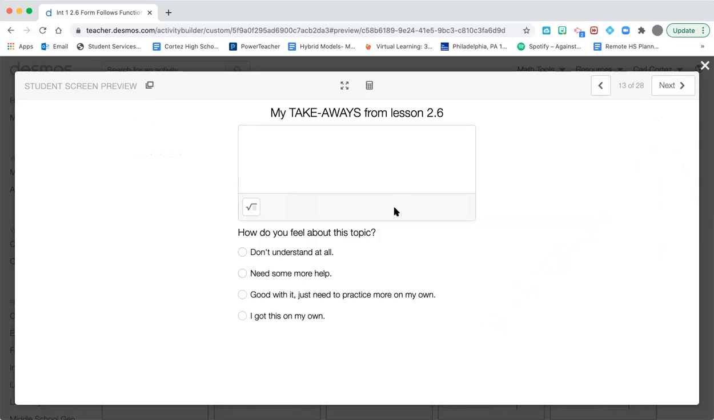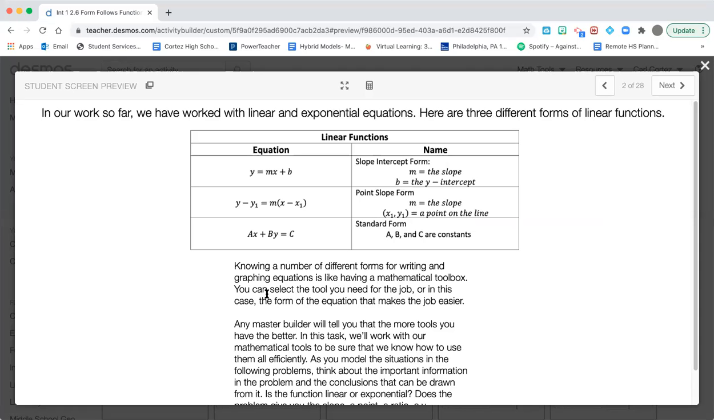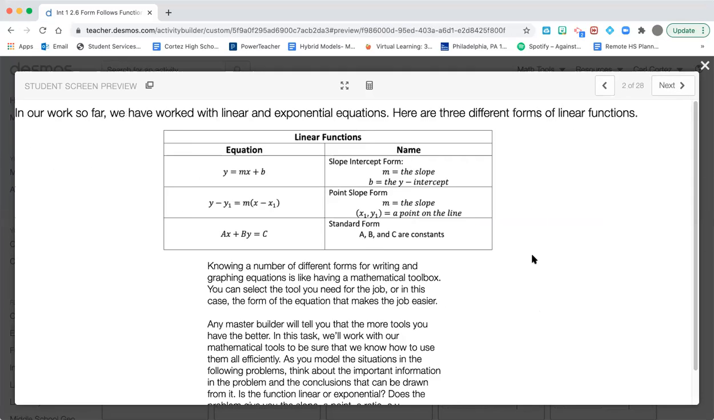Takeaways. This section is reviewing a lot. So remember, on the very first slide, there's so much important stuff that's here. That's really important. Linear can be written in slope-intercept form or point-slope form. Standard form, we didn't see too much. Also be mindful of exponential functions.